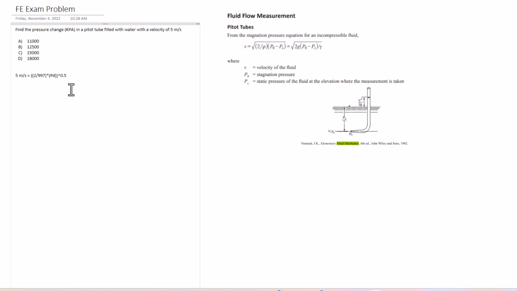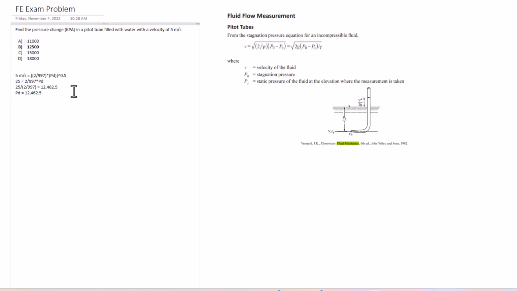So let's also make sure our units are correct here. We're going to square both sides. So you have 25 equals 2 divided by 997 times the change in pressure. And so that means 25 divided by 2 divided by 997 is going to equal 12,462. That is our change in pressure. Remember, our units are going to be kilopascals for this one. So the answer is going to be B for this problem.